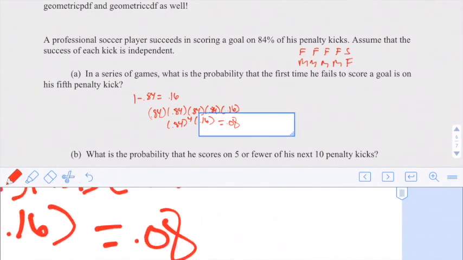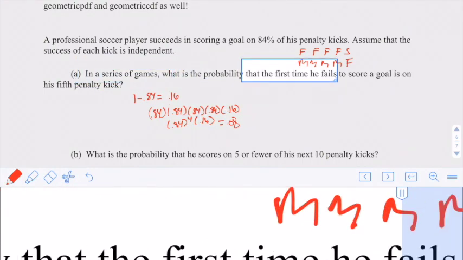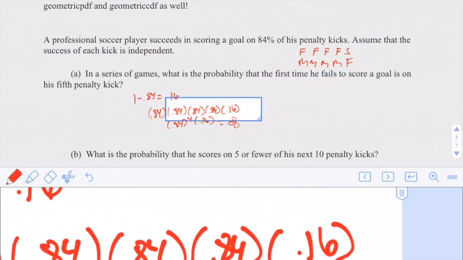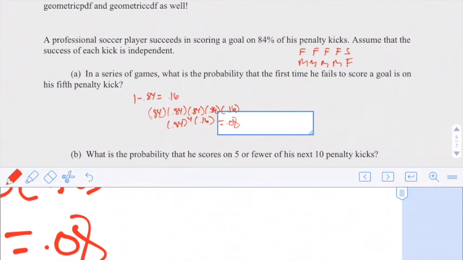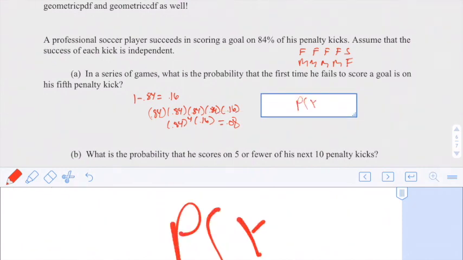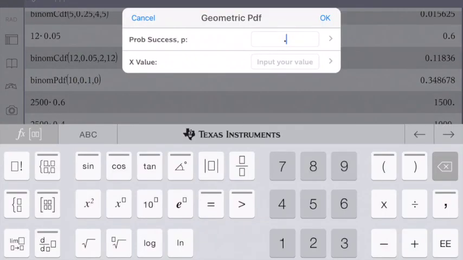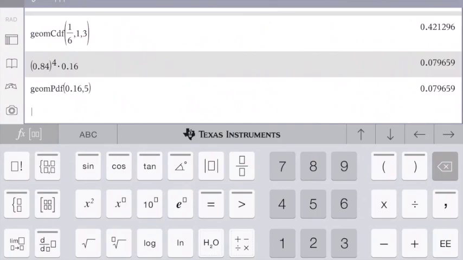Now you can do it this way. On the AP test, there was a question like this in 2016, and a lot of people didn't do this for some reason. You can also use your calculator. This is the probability that he misses on his 5th trial. So it's a geometric PDF. The missing is the success technically, because it's the trials until your first success. There it is, the exact same thing.